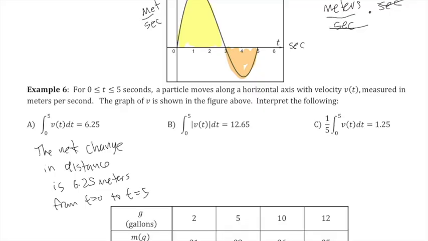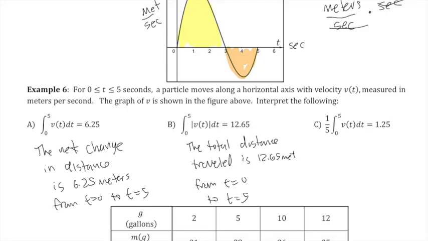Part B, now notice how there's an absolute value here. This right here is a little tricky because this is not negative anymore. So this area is going to be added to this area, because with absolute value, you only keep the positive. So this is going to be total distance traveled. You would say the total distance traveled is 12.65 meters from t equals 0 to t equals 5.